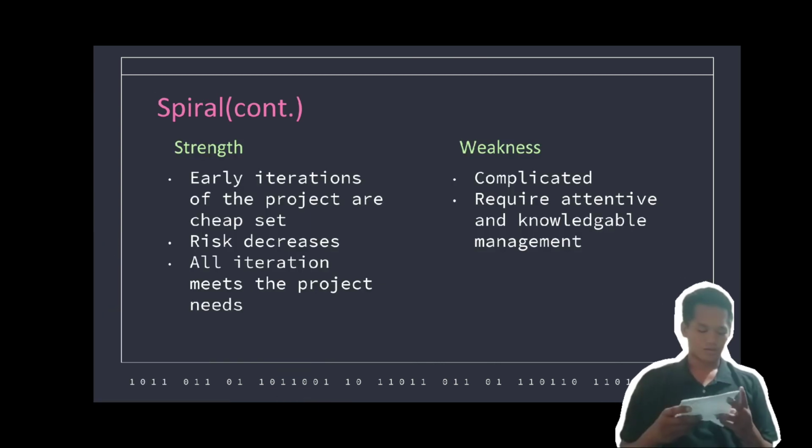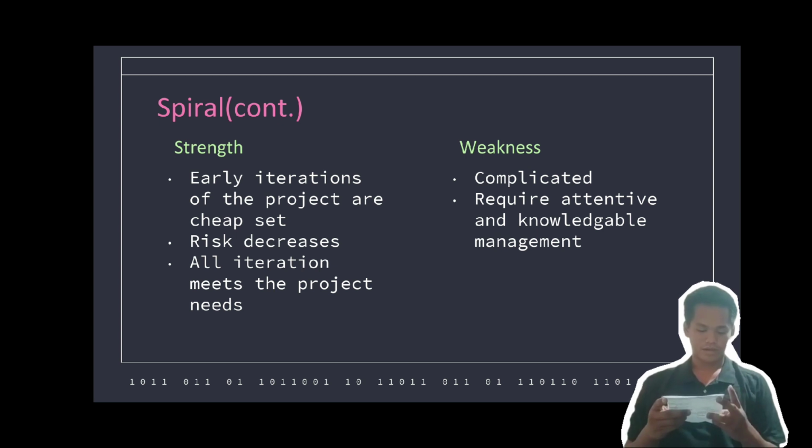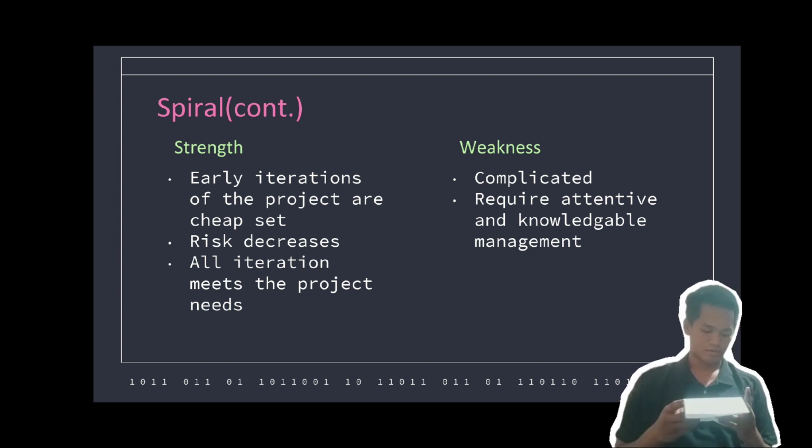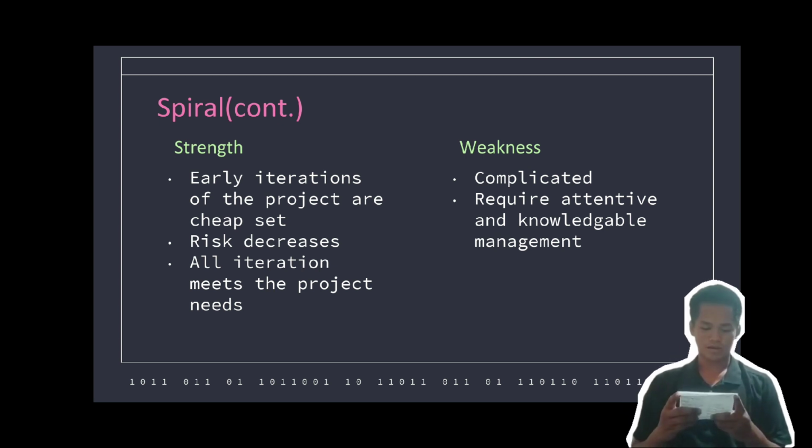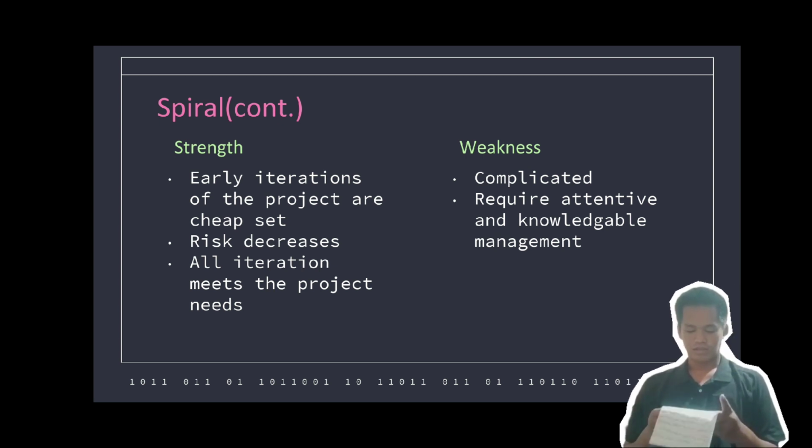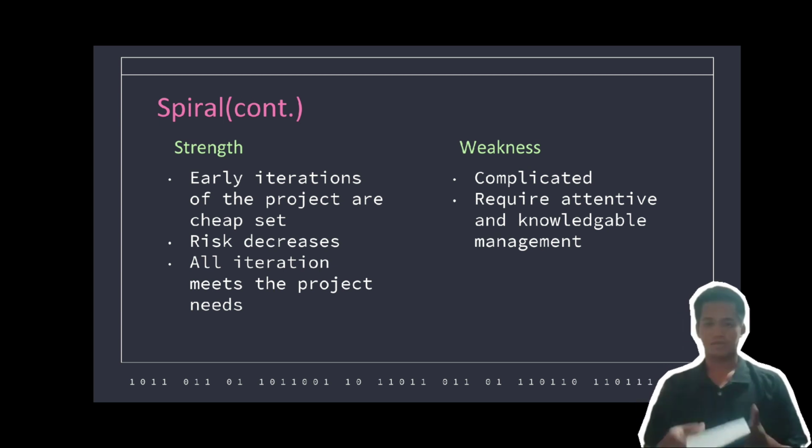Strengths of spiral: early iterations of the project are cheaper, risk decreases, and all iterations meet the project needs. And weaknesses of spiral are that it is complicated and requires attentive management and knowledge.